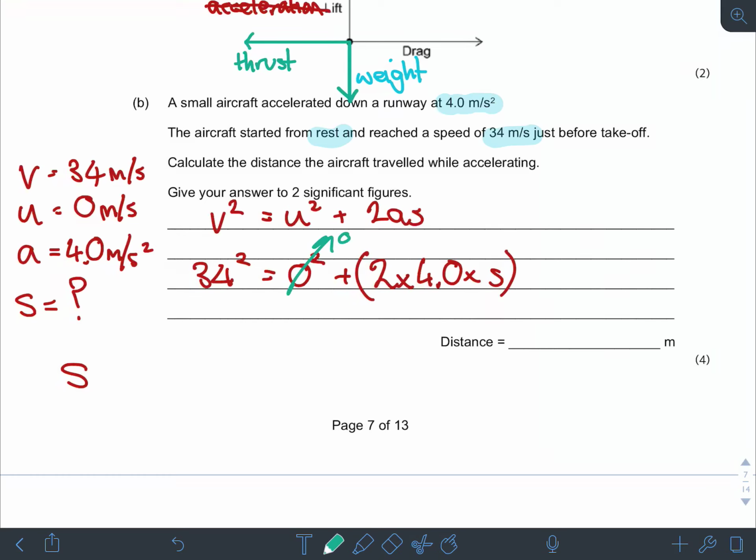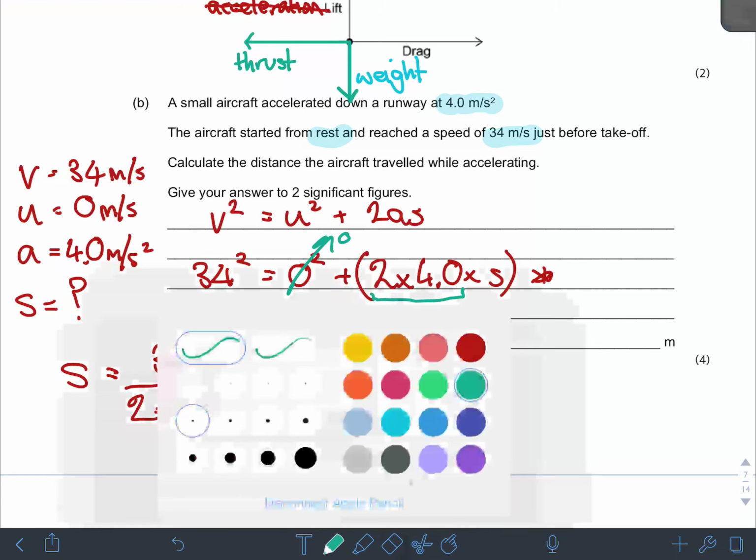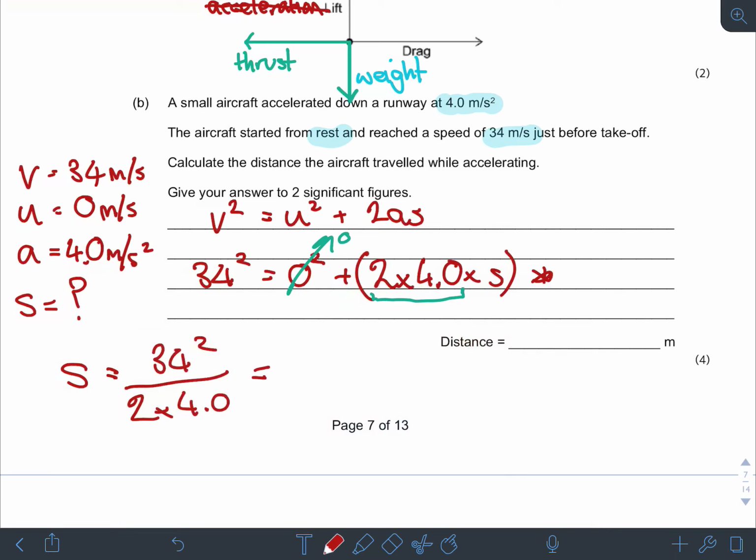So what we end up with, the distance is 34 squared divided by 2 times 4.0. So all I've done is from this equation, I've basically just divided by 2 times 4. Okay, so I've divided by 8. And if we do that, we get an answer of 144.5 meters. So all of that will get you 3 marks.